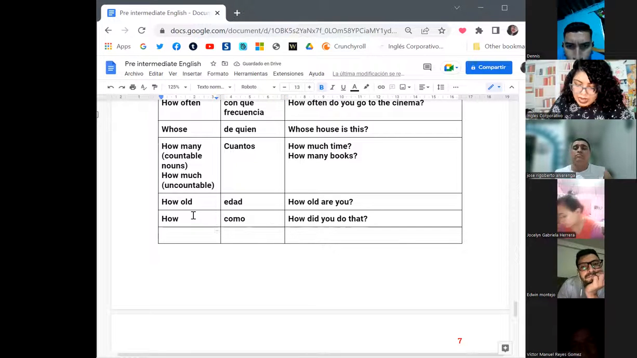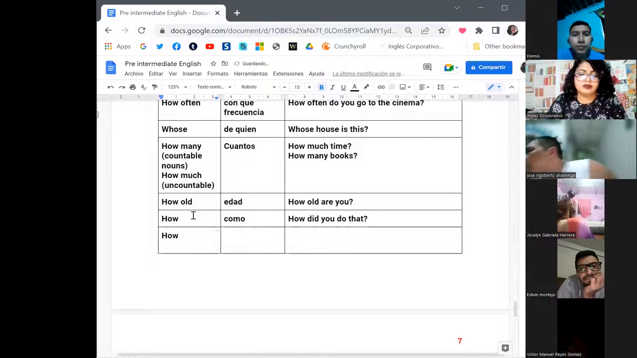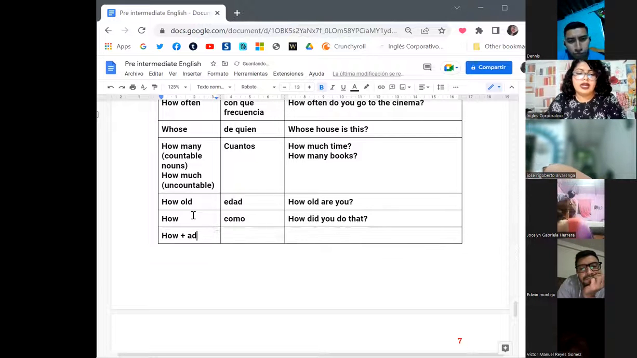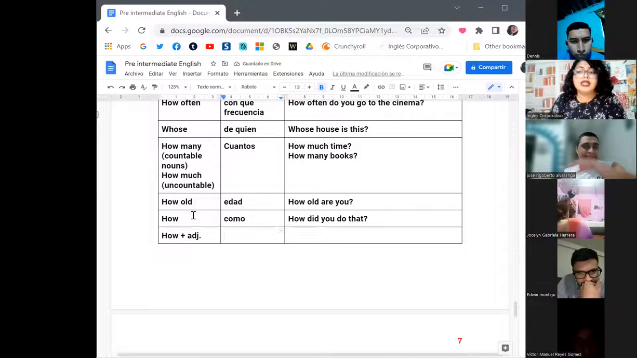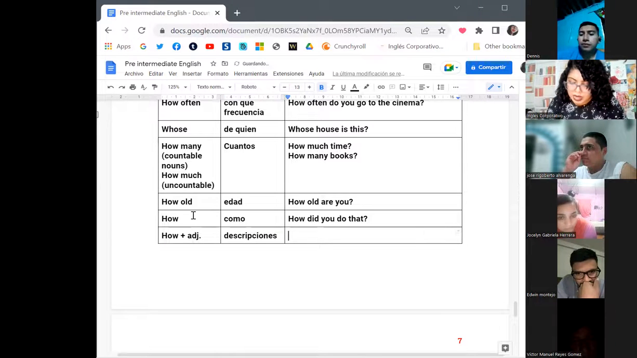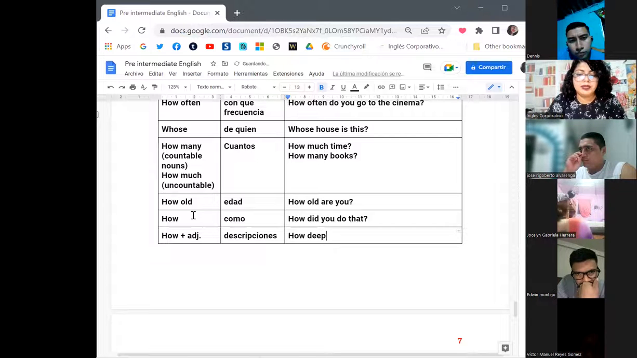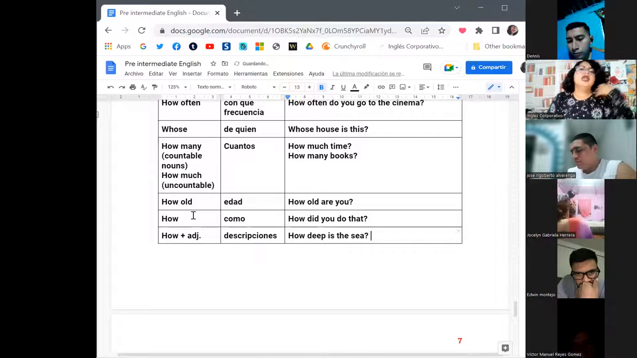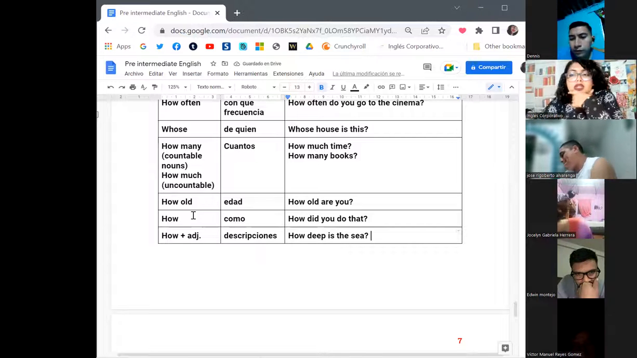And the last one, how plus adjective. Y este es para descripciones. And we have, how deep is the sea? Deep. How deep is the sea? So in the last one, we can use how plus adjectives.